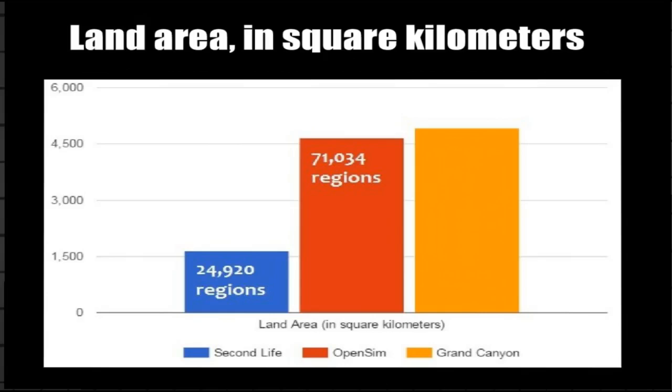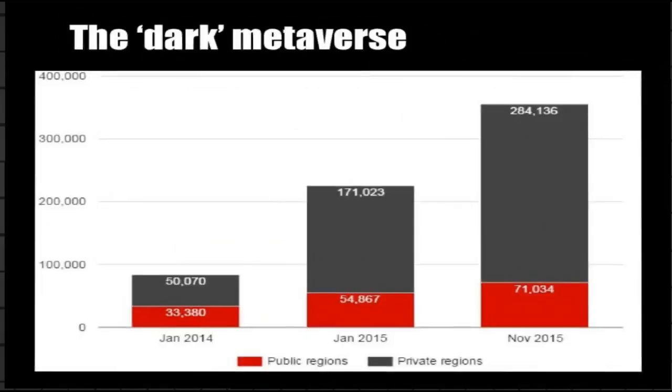By public OpenSim grids, I mean grids where they have a website and anyone can sign up for an account, or anyone can teleport in, or both. So this is grids that are out there trying to promote themselves to the general public, not grids that are just internally for a school or for a company or for a government agency or for a nonprofit. This is the latest numbers I have.